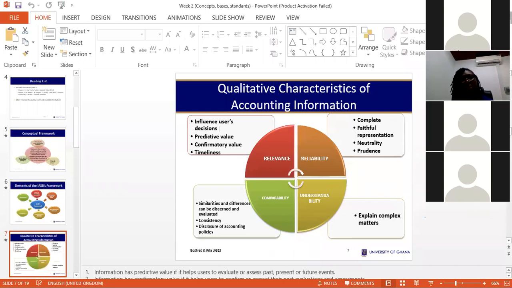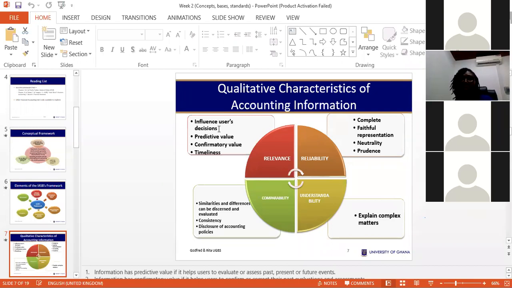Then it must be neutral. Remember, we've talked about the fact that the users have different and varied interests. We are unable to prepare and present financial information to suit their individual interests. And so management must be careful to prepare and present financials that are general, that everybody can pick something out of, and not to skew it to one group of users. And so the information must be neutral.